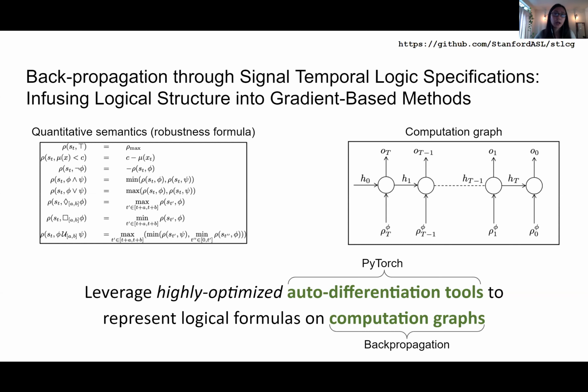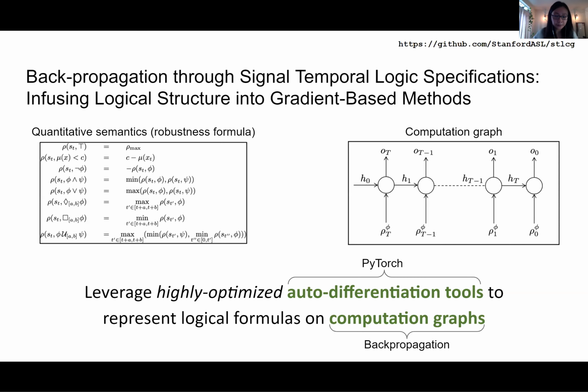And what we do in this work is develop a technique called STLCG, which allows us to translate these quantitative semantics into a computation graph, meaning we can then backpropagate through this graph and easily obtain gradients. And the really nice thing about this is that we can leverage highly optimized auto differentiation tools that are readily available to us thanks to the deep learning community. And in this work, I have implemented STLCG in PyTorch, and you can find it in our GitHub shown on the top right-hand corner.